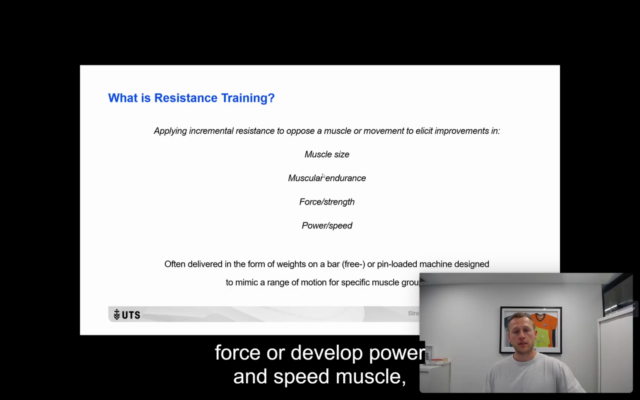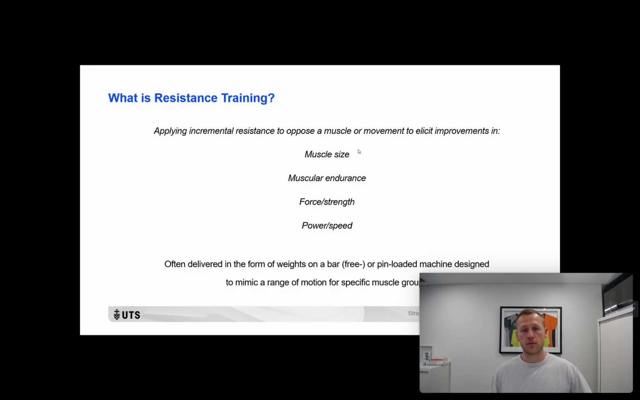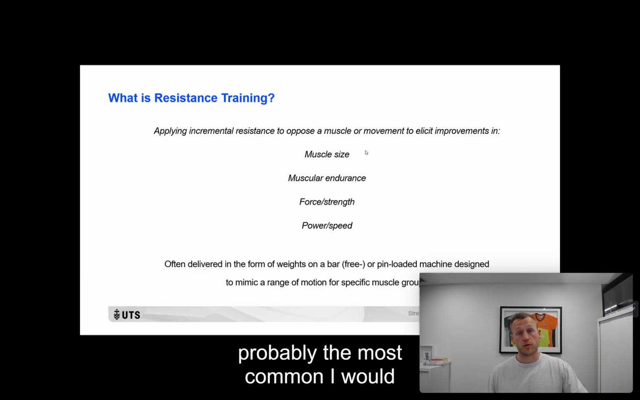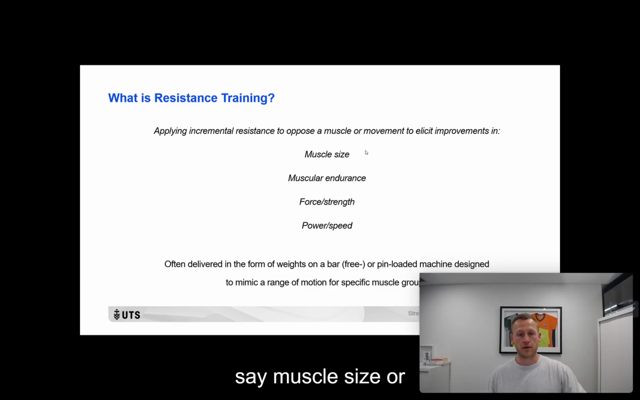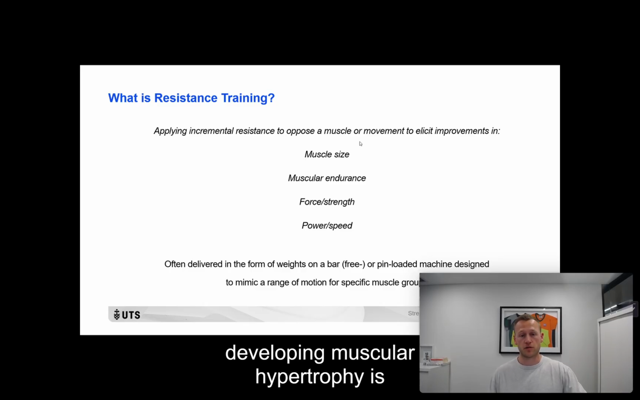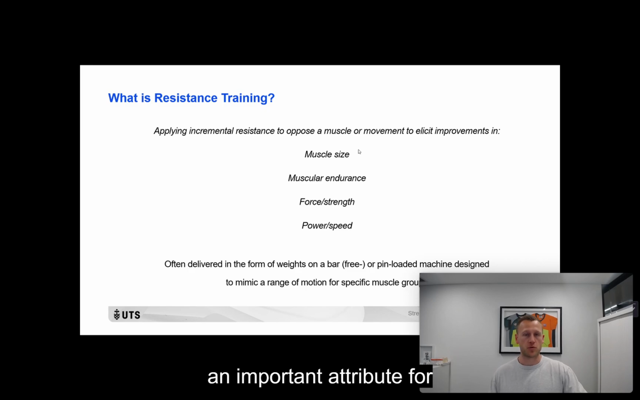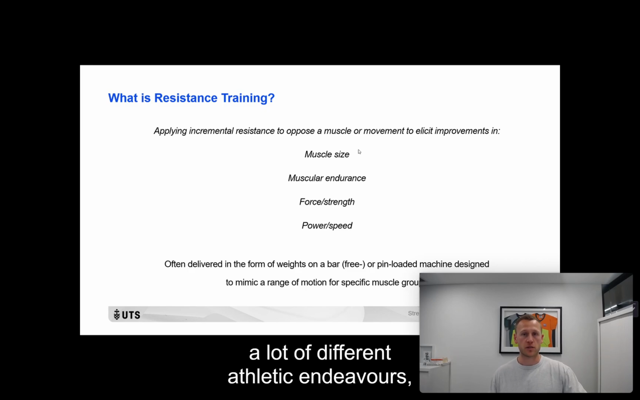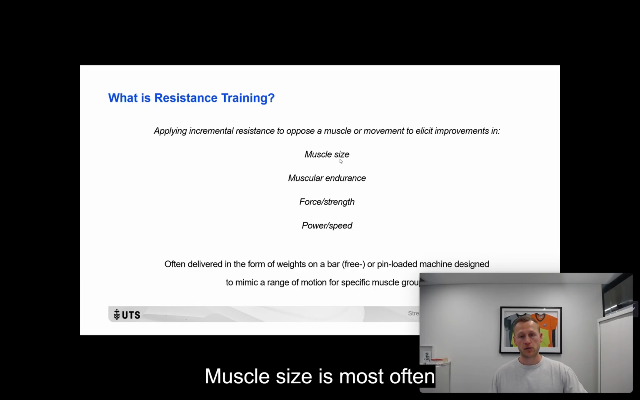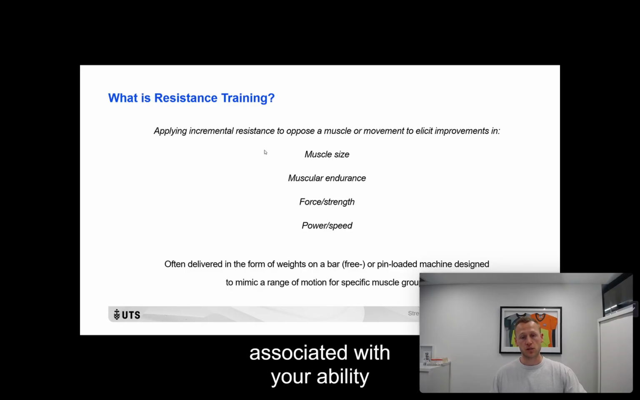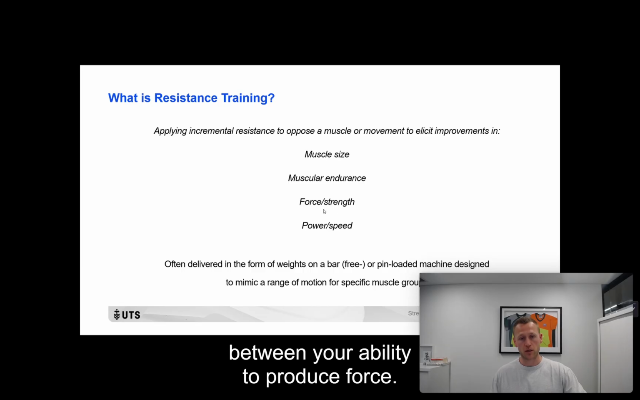And so muscle size is definitely probably the most common, I would say. So muscle size or developing muscular hypertrophy is an important attribute for a lot of different athletic endeavors. It's also really important for the general population. And muscle size is most often associated with your ability to produce force. So the bigger the muscle, there's a high correlation with your ability to produce force.